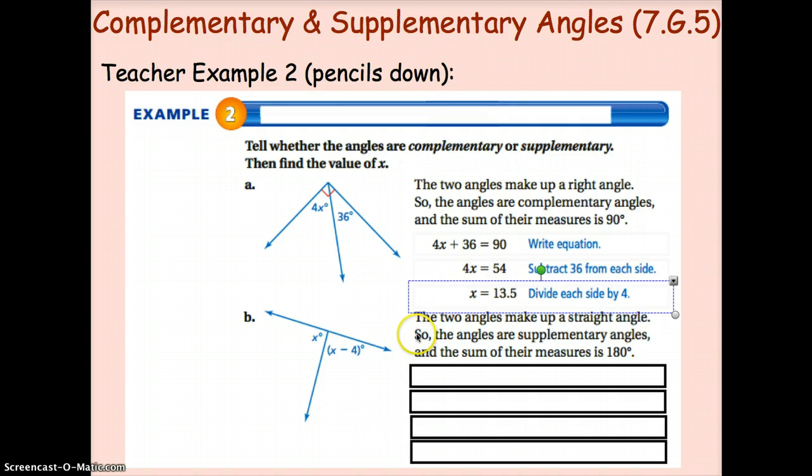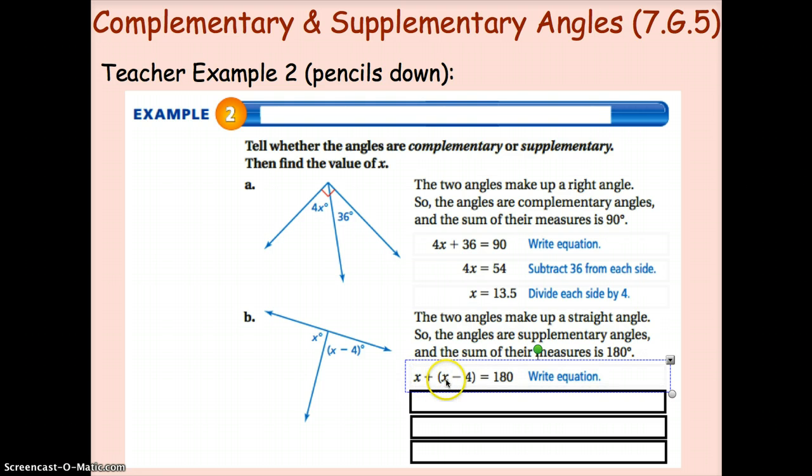Okay, the next problem, problem B. Notice I left this up here, that we already know that they add up to 180 because of that straight line. Whenever we have a straight angle, we know the total is 180. So the sum of those two is going to be 180. Now this one's a little trickier. Notice one side is x, one side is x minus 4, and the total of the whole thing is 180, so we can set it up.